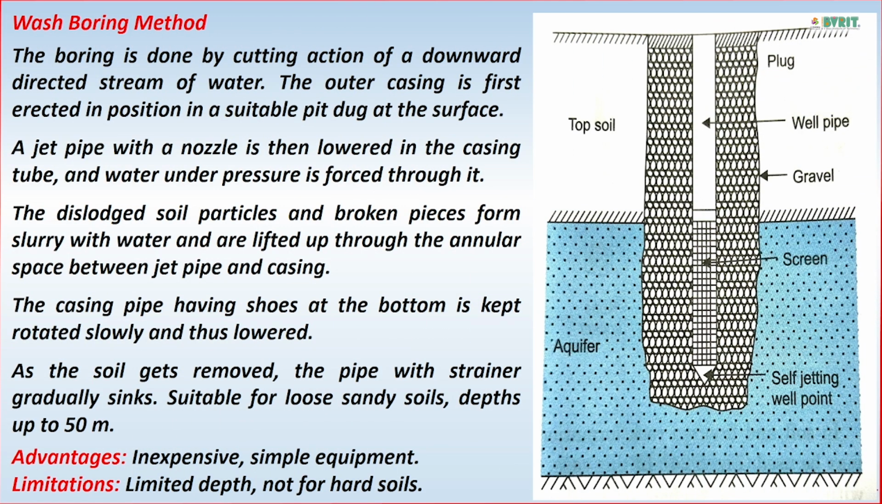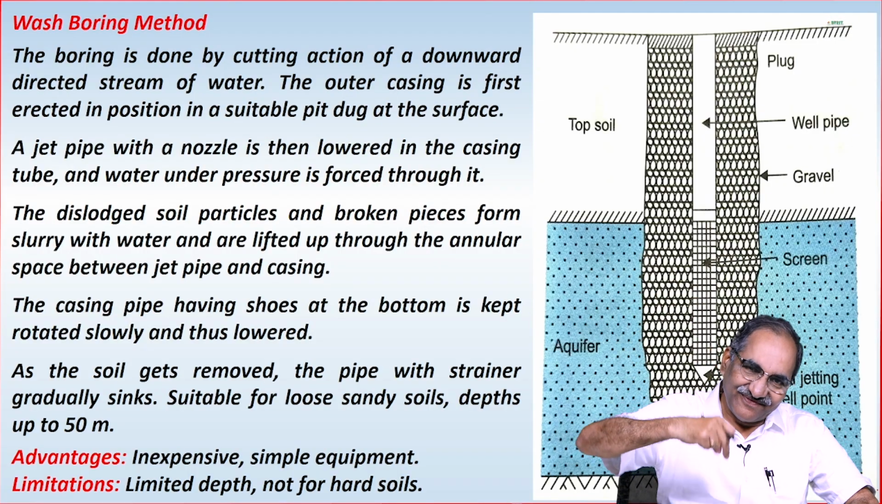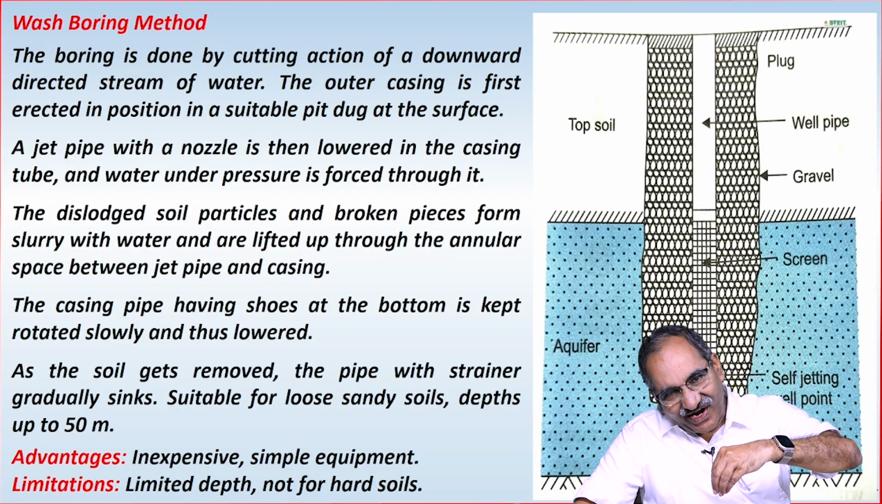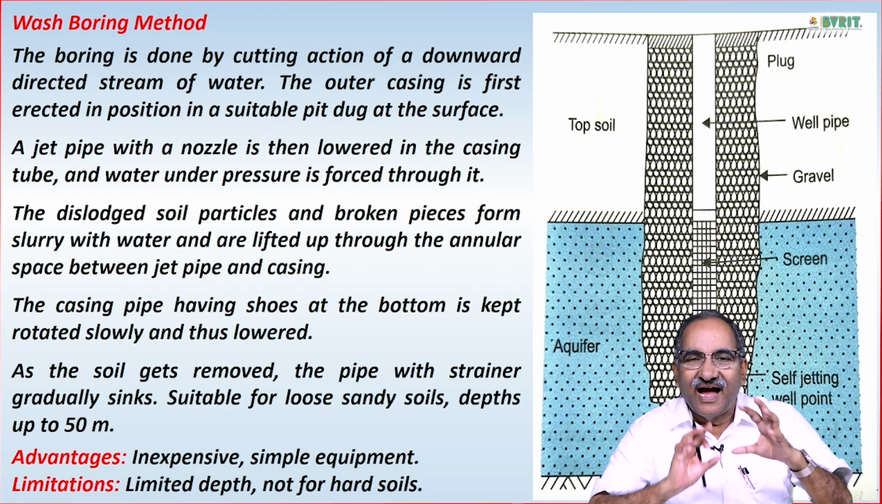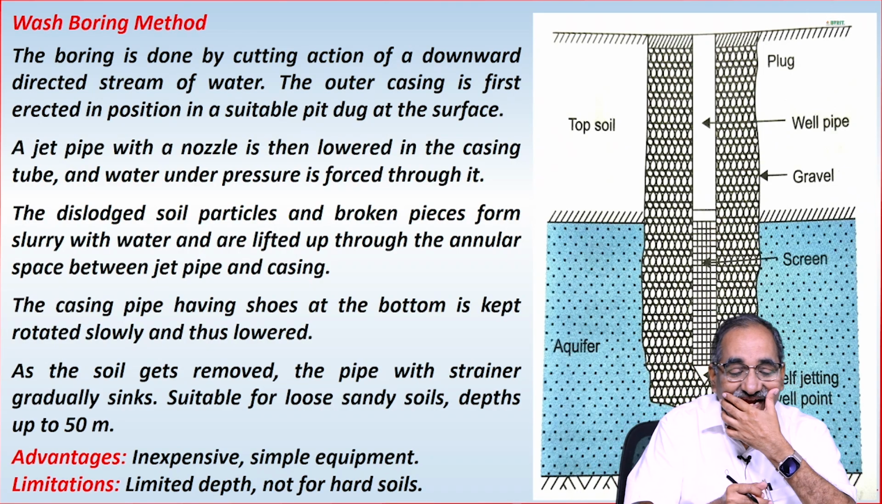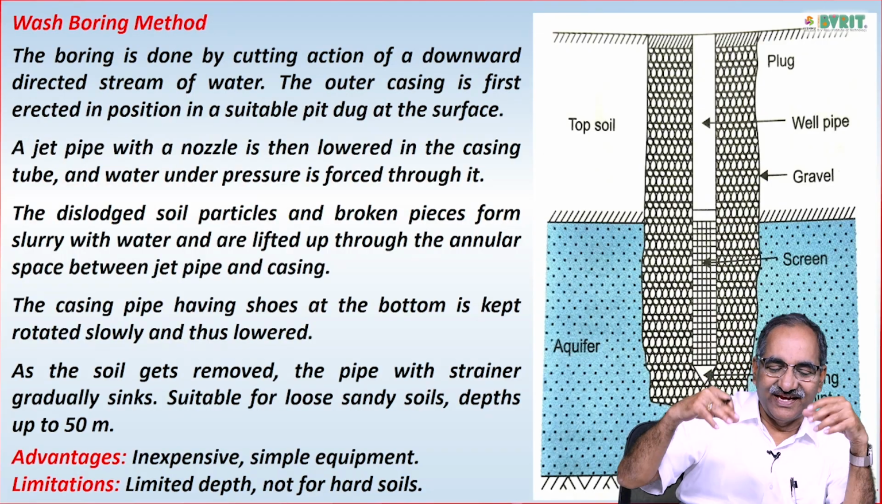The second method is the wash boring method. What is the wash boring method? The boring is done by the cutting action of a downward directed stream of water. We will be sending a stream of water downward. Again a drill bit is there, and it will be drilling while we send water. Naturally this water goes into the soil and forms a slurry, and that slurry is removed outside.